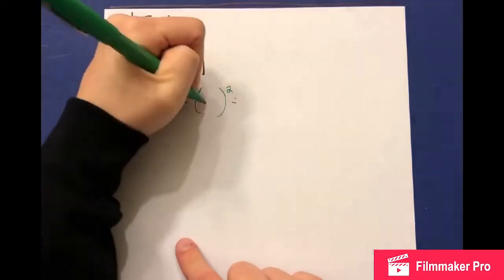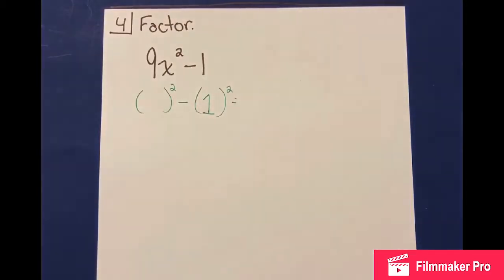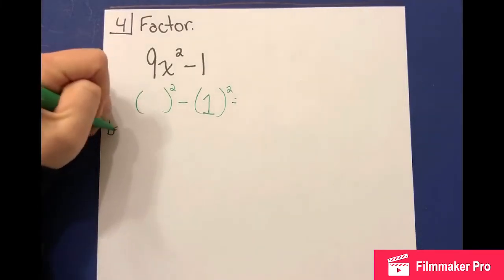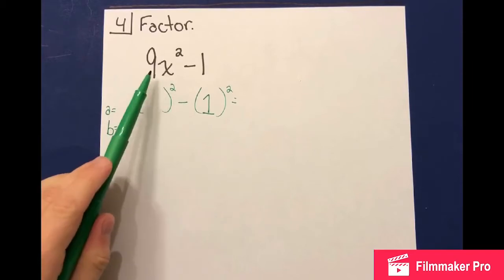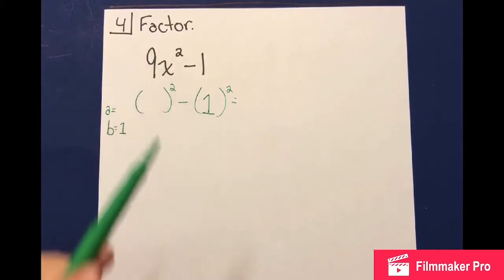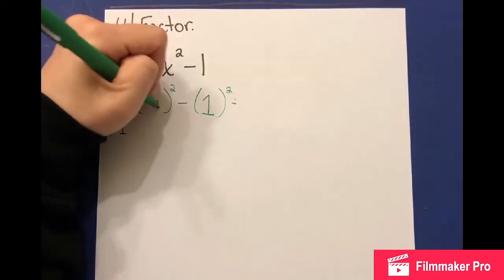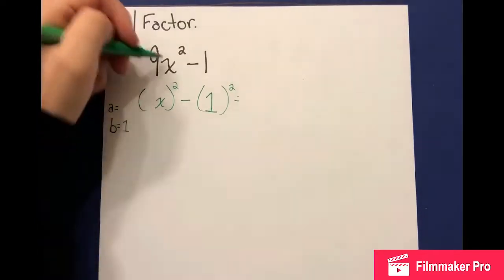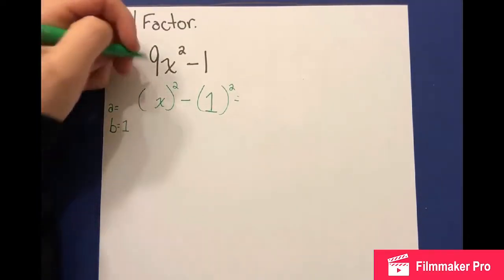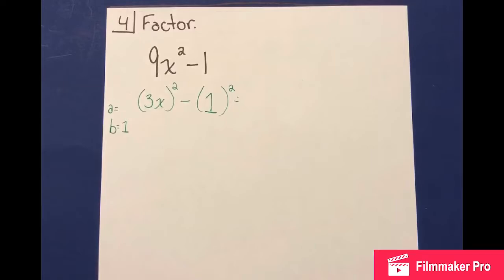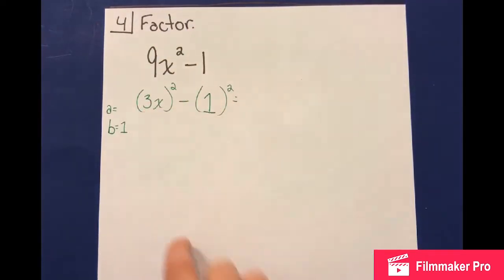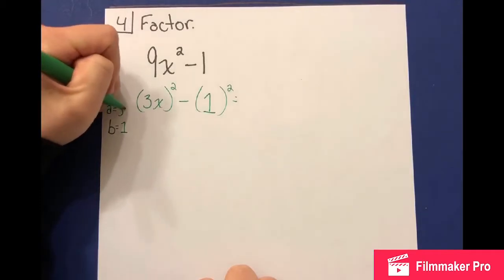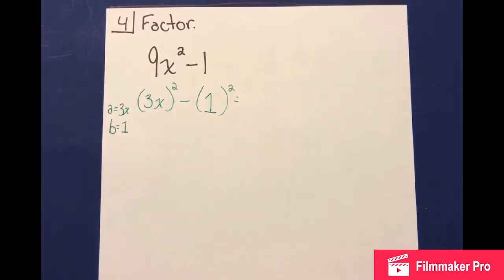Well, I already said this could be 1 squared. So I already know my b term here is going to be 1. The a is going to be a little trickier. What can I get to do 9x squared? A lot of you know it's just going to be x in here, but make sure this 9, think the square root of it, it's a 3, because when I square this, I'd get 9x squared. So this is perfect. I have my a value of 3x. I have my b value of 1.